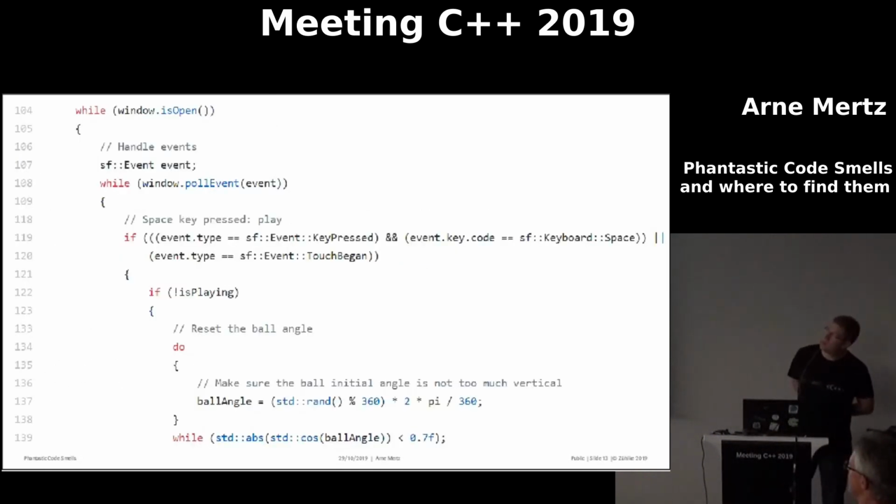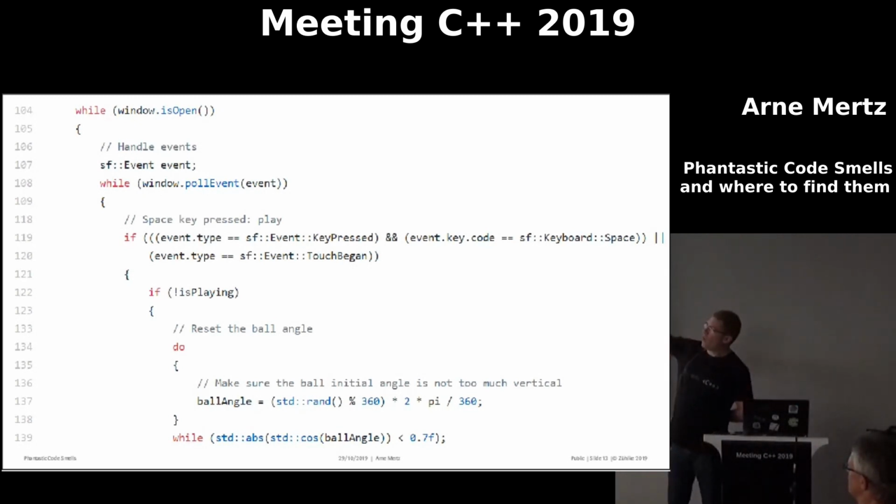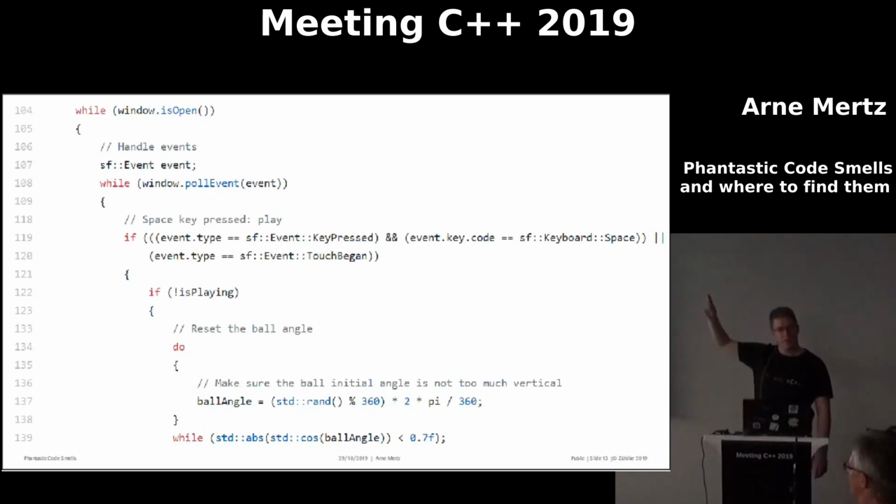Next code smell, same game, still Pong. This is basically the start, more or less, of the main game loop. What's the problem here? Deep nesting, exactly. We have a while, so while our game window is open, we pull events from the window. And while we are pulling events, if the event we are currently having is a space or a touch, and if we are currently playing, we do another while loop and do some stuff with angles here to make sure that the ball doesn't go perpendicular, but in a certain angle.